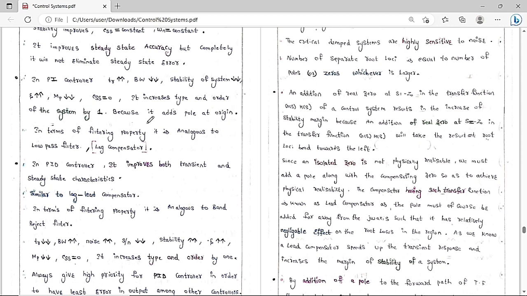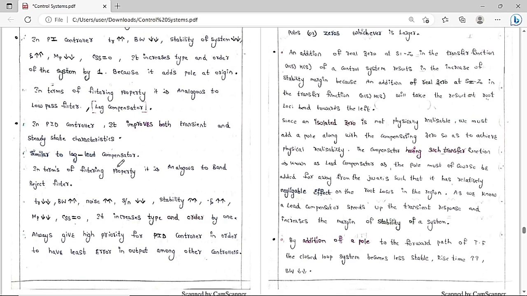The next point is the PID controller. It is going to improve both the transient characteristics as well as the steady state characteristics. Basically, PID is similar to a lag-lead compensator, I have already told you. In terms of filtering, it is analogous to a band reject filter. This also I have already told you.